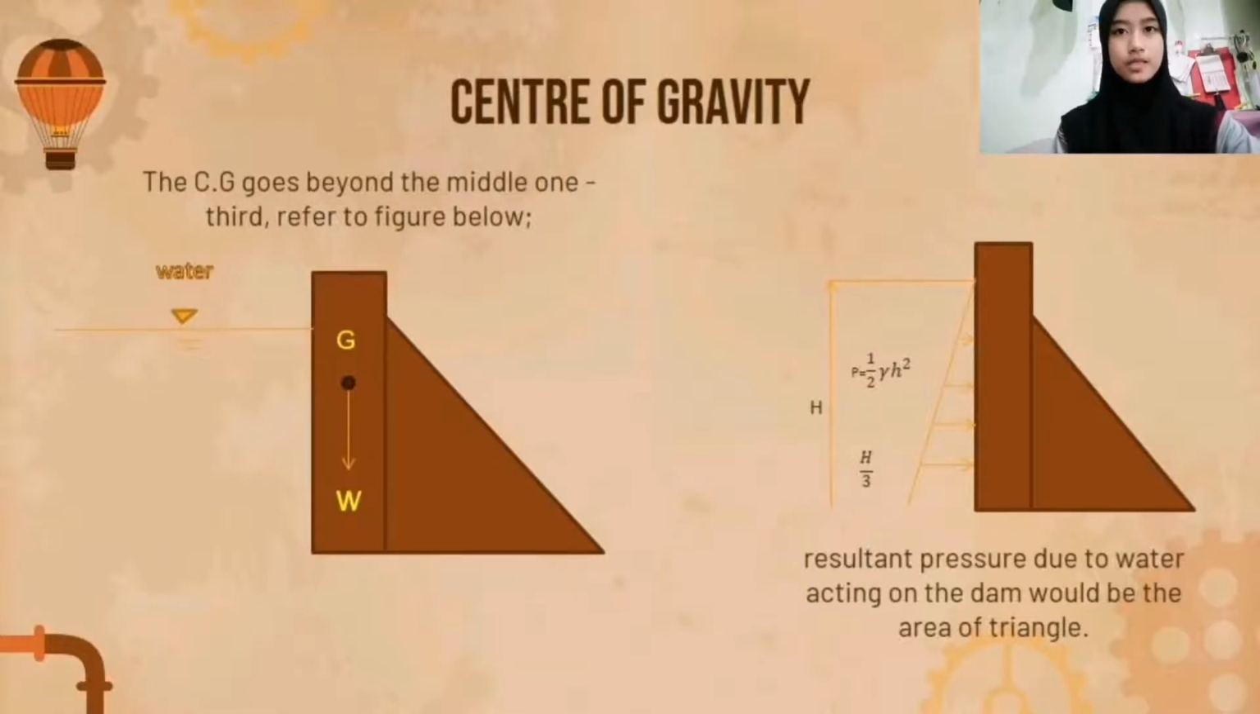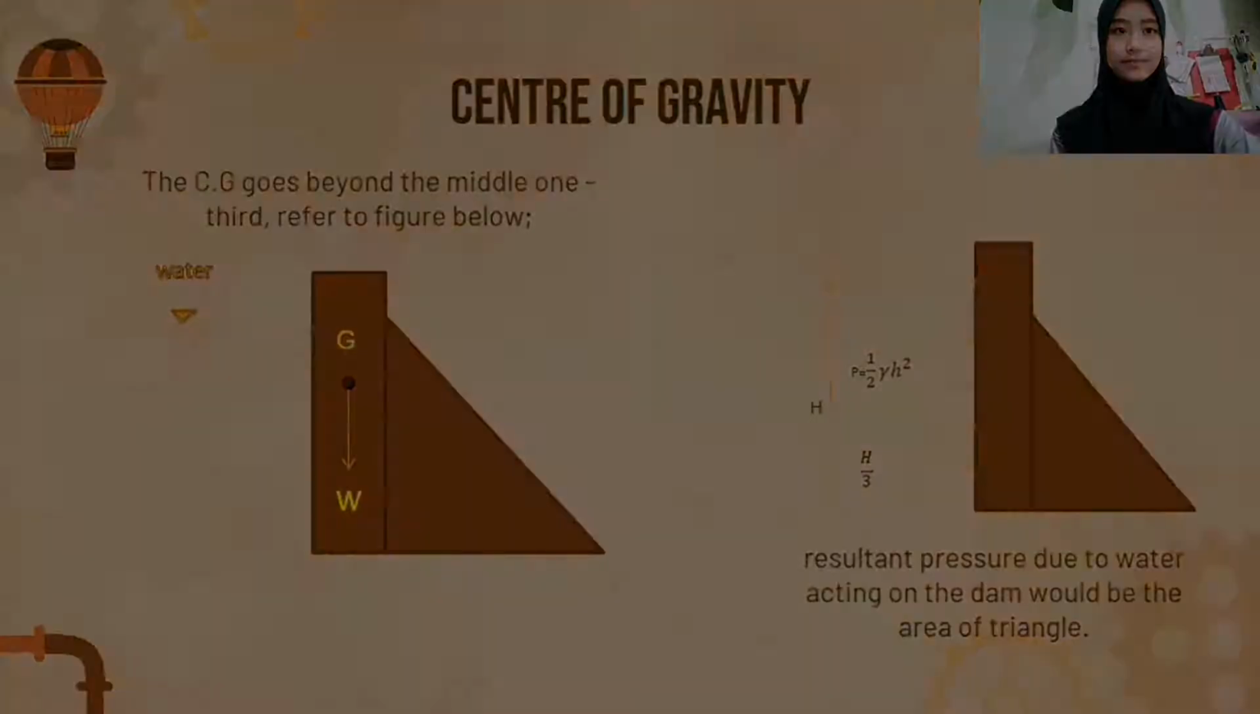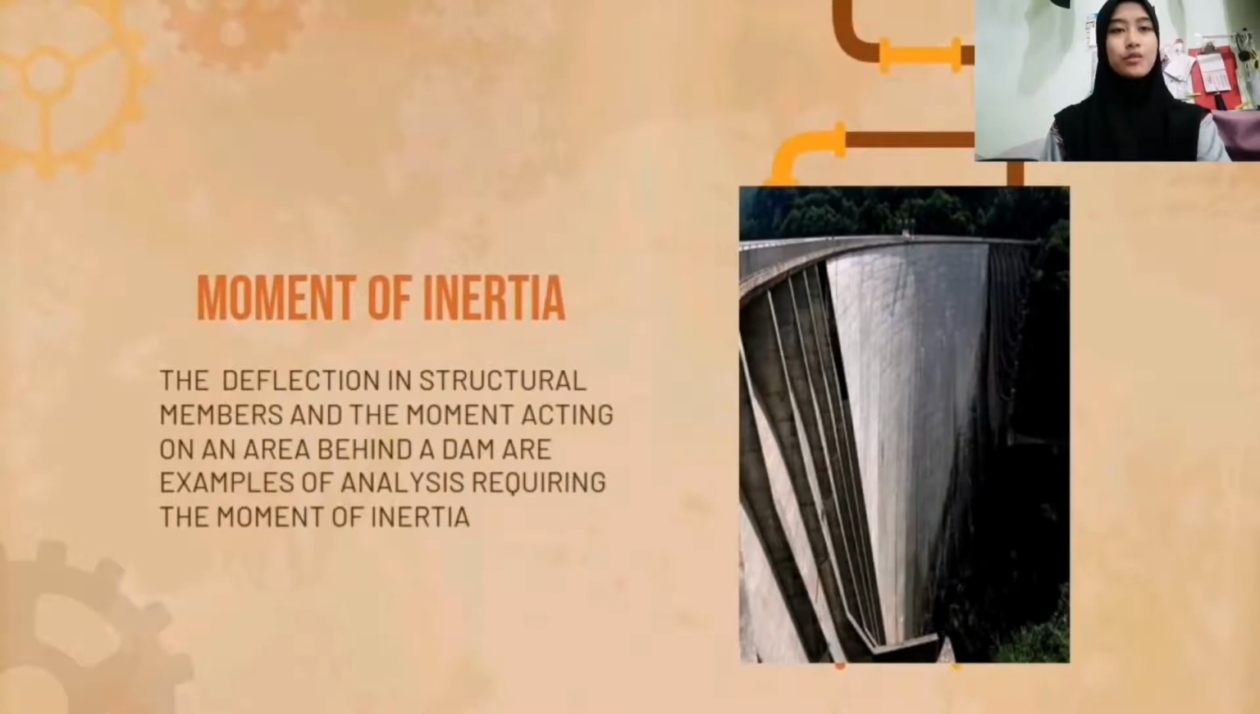And second, the resultant pressure due to water acting on them would be the area of the triangle. And the last part is moment of inertia. The deflection in structural members and the moment acting on an area behind a dam are examples of analysis requiring the moment of inertia.